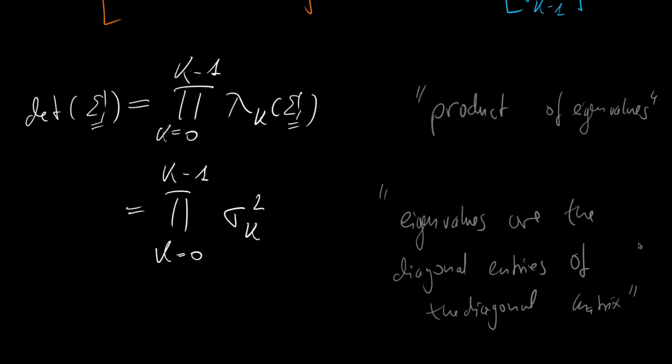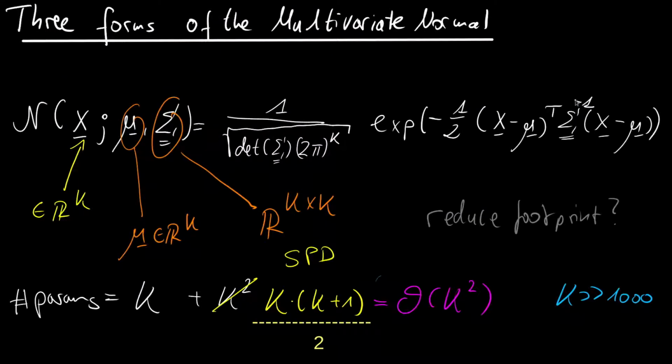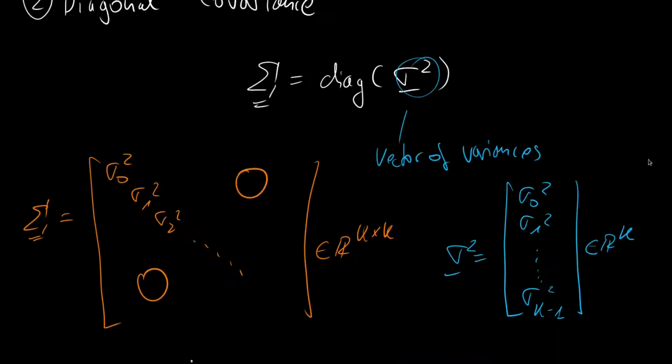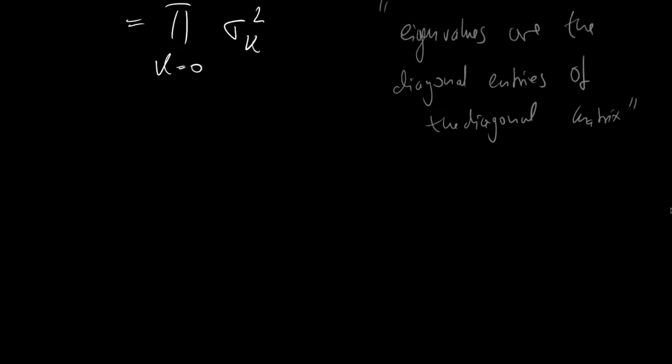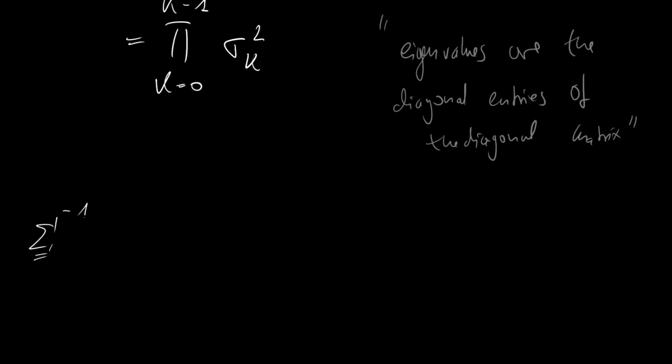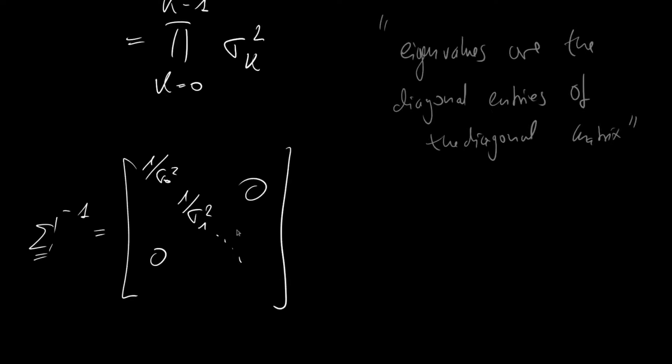Next up, we have to look at the inverse of this matrix. But the good fact is that the inverse of a diagonal matrix is a diagonal matrix with each of the diagonal elements inverted, or in this case, just the inverse of all of them. So basically this means 1 over sigma 0 squared, 1 over sigma 1 squared. So that means that sigma inverse is then just 1 over sigma 0 squared, 1 over sigma 1 squared, and so on and so forth. And we still have zeros in the off-diagonal elements.